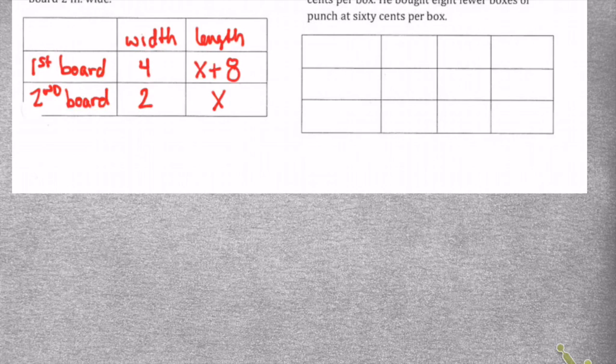For the next problem, we've got Jess bought some boxes of lemonade at 70 cents per box. He bought 8 fewer boxes of punch at 60 cents per box. So this time we're looking at two different drinks here. We've got lemonade and punch. So we want to organize that. And we're considering three different things here. We have the number of boxes. We have the price. And the total cost for each.